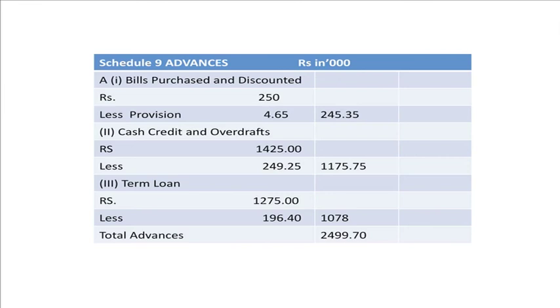Cash credits and overdraft is given as 1425 in the question. We will reduce its provision of 49.25. So, the final value will be 1175.75. Term loan is given as 1275. We will deduct the provision of 196.40. So, the value which we will be getting is 1078. So, total of advances is 2499.70. From the advances we have deducted 450.3 provision against each line item of the advance.